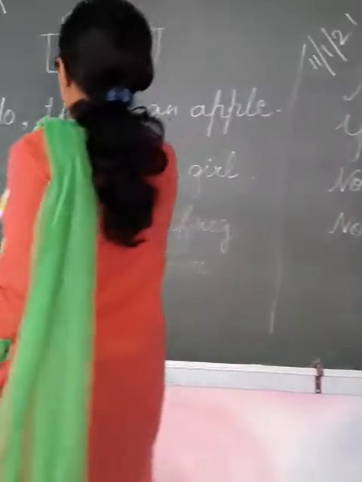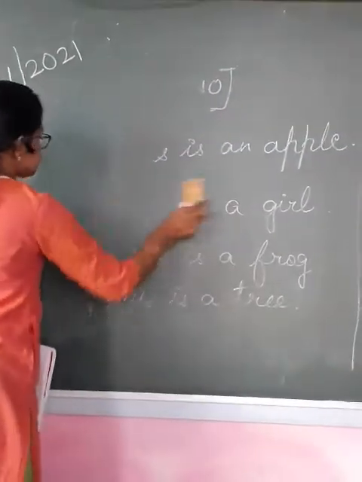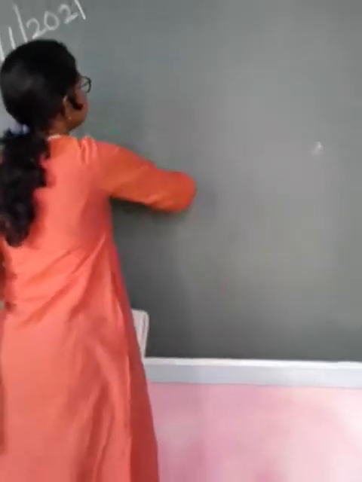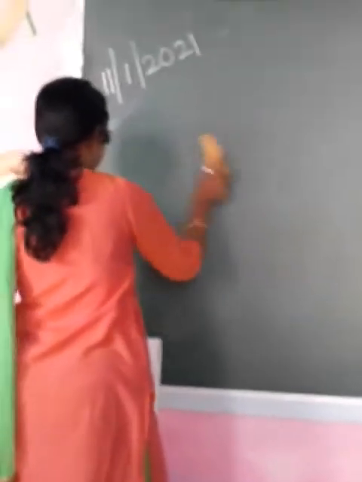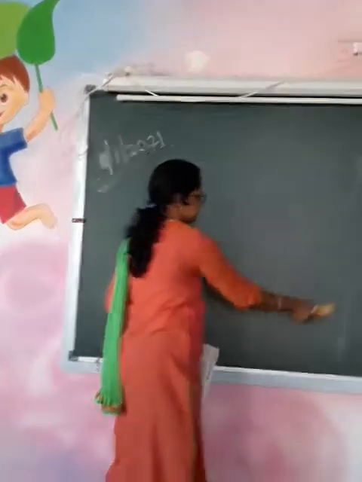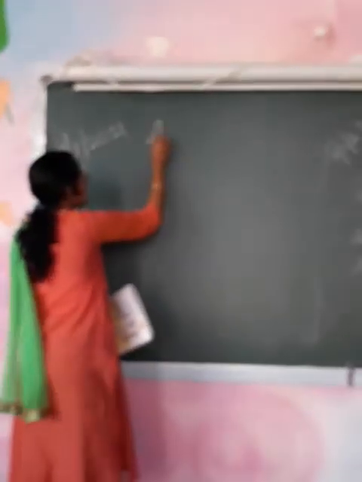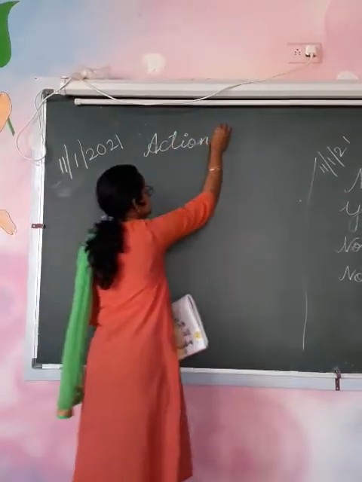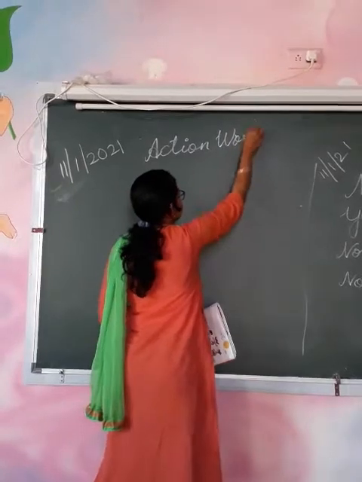You have action words. Your new topic is action words. What do you mean by action? Action means what indicates what you are doing at the present. For example, I am teaching. So, what is my action word? Teaching. What is the teacher doing? She is teaching you or she is writing on the board.